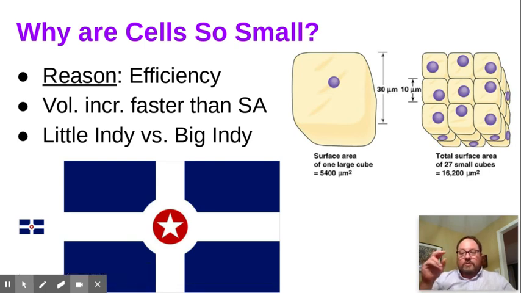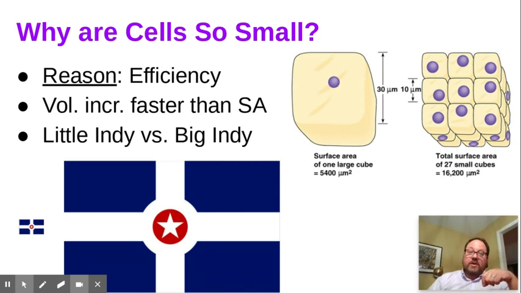If you had 2 little dump trucks going at the same speed, which dump truck would take longer to get the trash to the border? Big Indy or Little Indy? Well, if the dump trucks are traveling the same speed, it would take a lot longer in Big Indy, right? Just because there's a larger volume to traverse. So smaller cells are much more efficient because you can get rid of waste and bring in raw materials much more rapidly. There is a smaller volume relative to the surface area, okay?